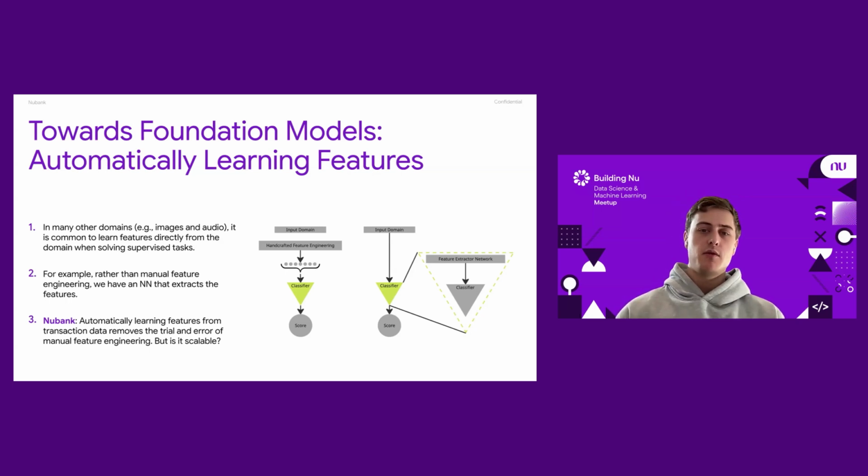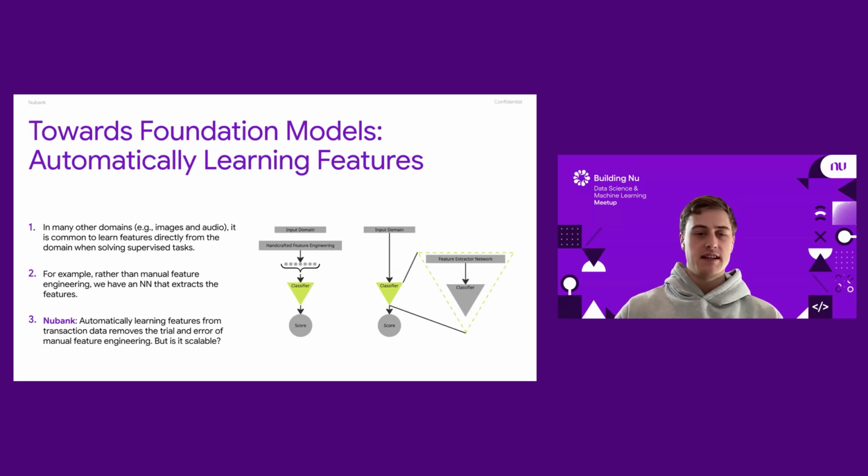And so what we would like to do is something similar for transaction data. Rather than relying on manually constructed features, we want to have some way of learning them automatically from the transactions. This removes the trial and error. Now each team can learn the features that are optimal for their particular task. But of course, to solve this, we're going to need some way to interface between the sequence of transactions and the neural network models that we want to train.